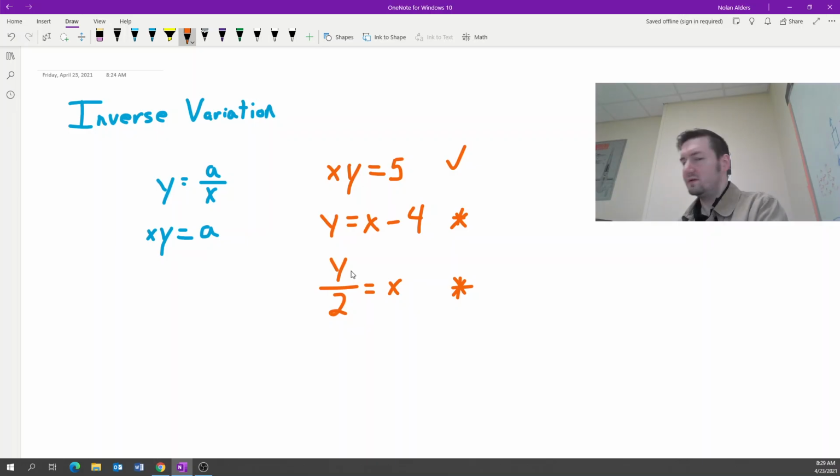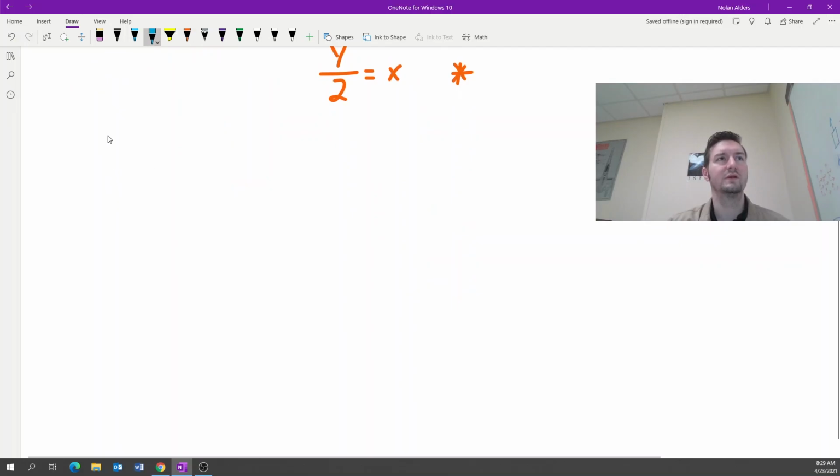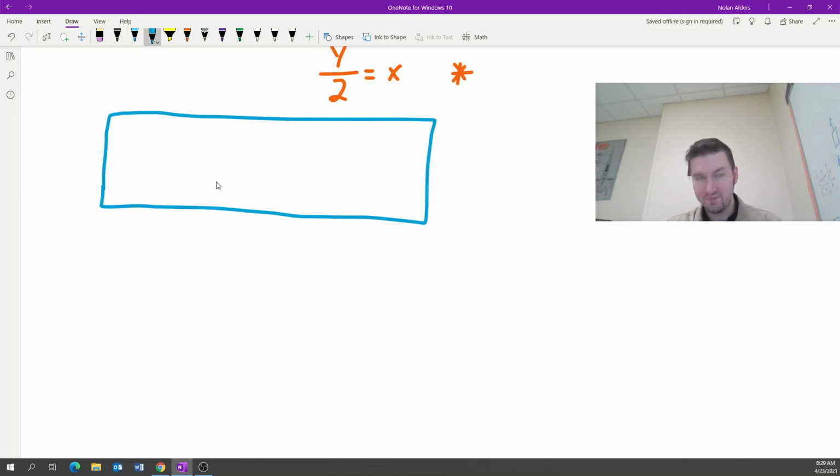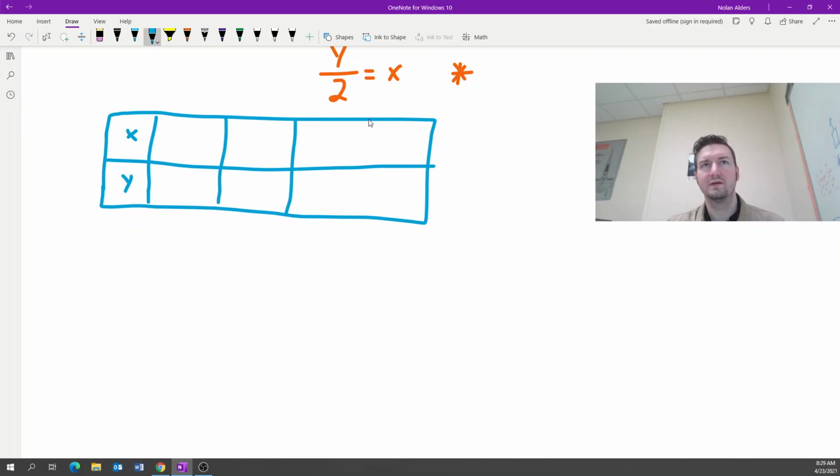All right, let's look at one more thing now. Let's say we have a data table. So let's make ourselves a little data table here. I'm drawing with my mouse, so you'll have to forgive me, guys. Let's say we've got x and y in our data table, and let's do 4 different ones. Let's put in a 2, 4, 6, 8. I'm just putting in random numbers here.